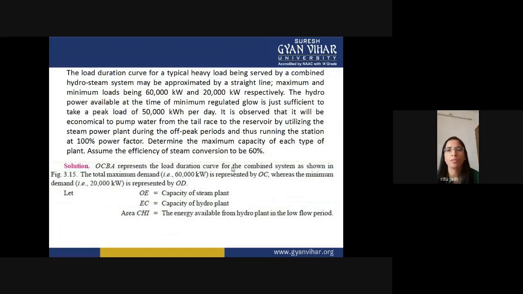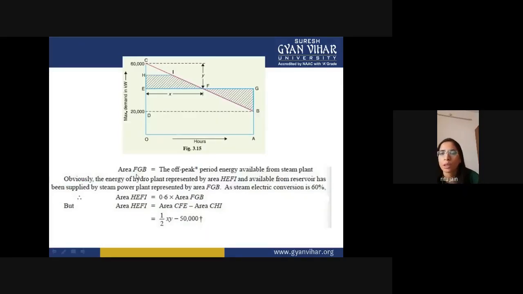So the hydropower available at the time of minimum regulated flow is just sufficient to take a peak load of 50,000 kilowatt hour per day. It is observed that it will be economical to pump water from the tail race to the reservoir by utilizing the steam power plant during the off-peak periods, and thus running the station at 100% load factor. So determine the maximum capacity of each type of plant. Assume the efficiency of steam conversion to be 60%. So the conversion from steam to water is only 60%.